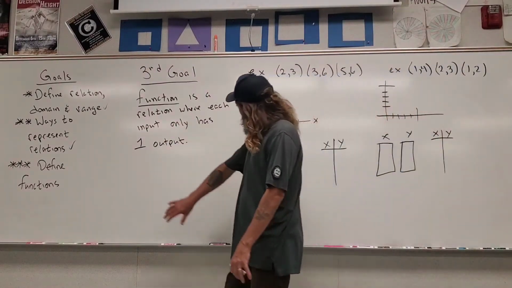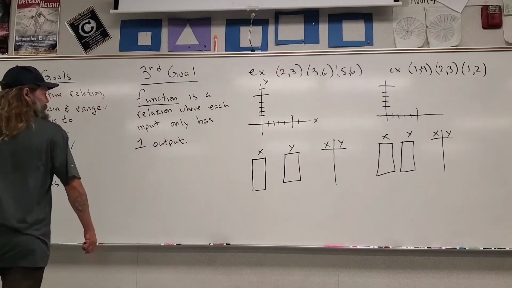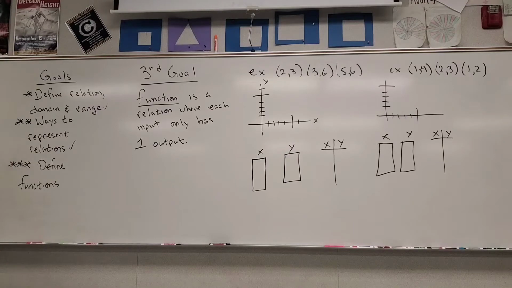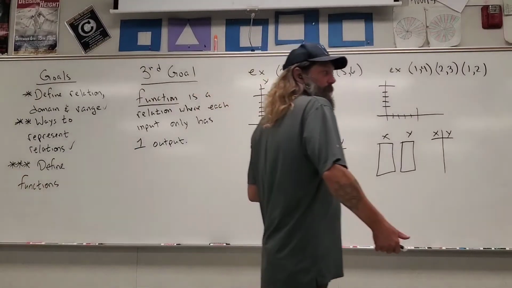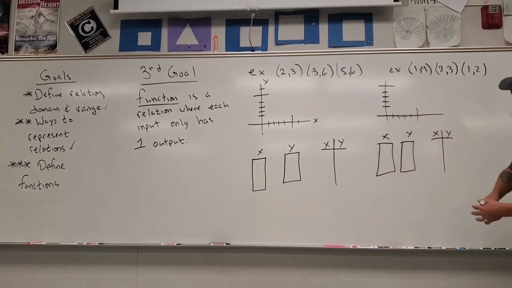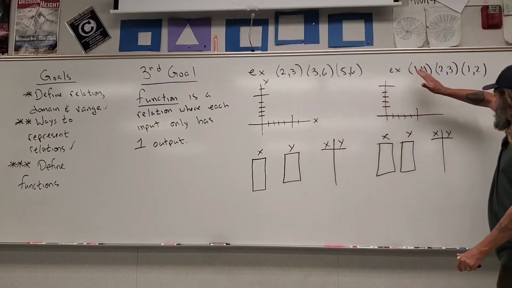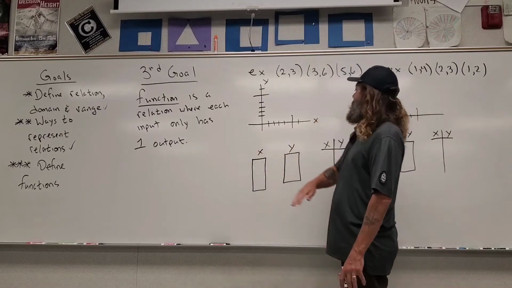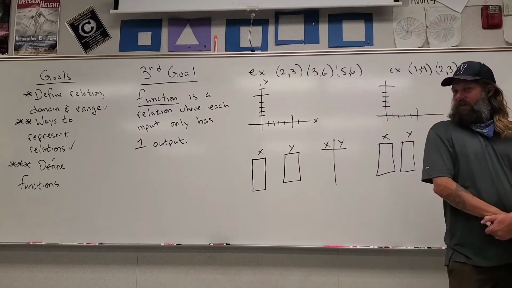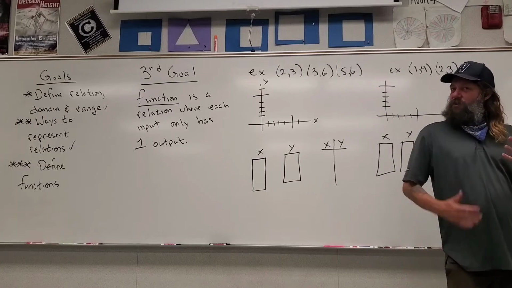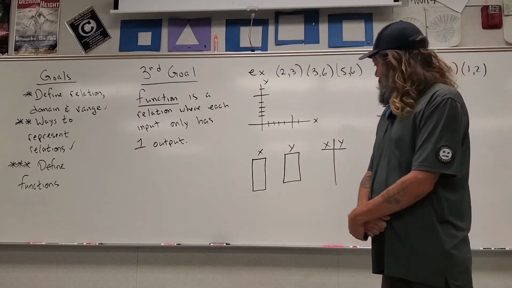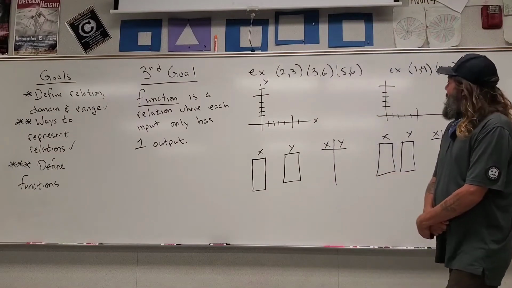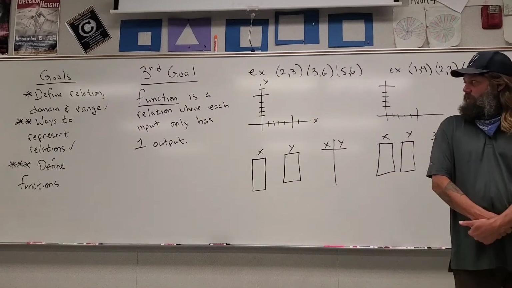So our third goal is to define functions. A function is a relation where each input only has one output. So I wrote two examples on the board. I set up situations to represent each relation in its three other forms, and I'm going to make observations about each. For the sake of time, I've picked very specific examples to show something you'll see in each. So let's go ahead and look at our first set of ordered pairs and determine if this is a function or not.